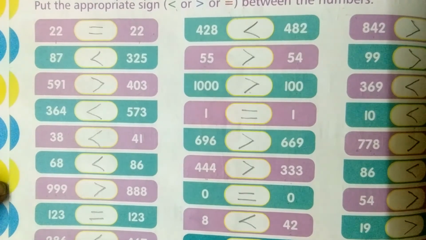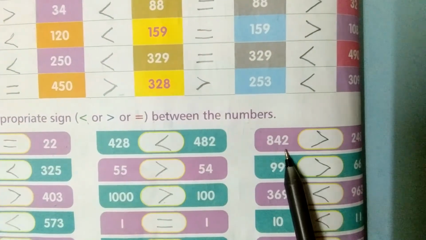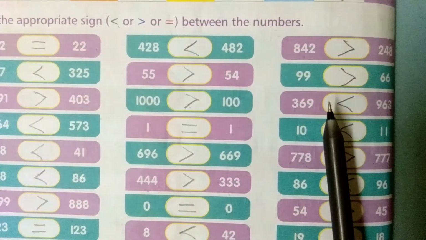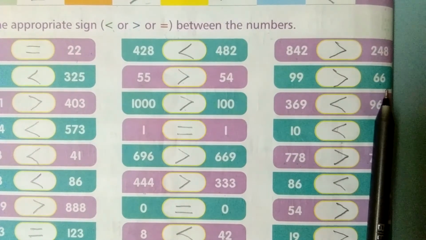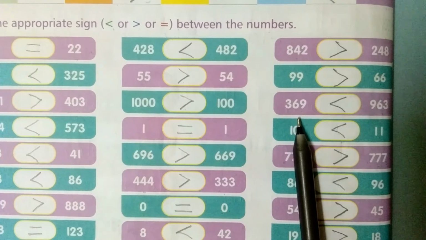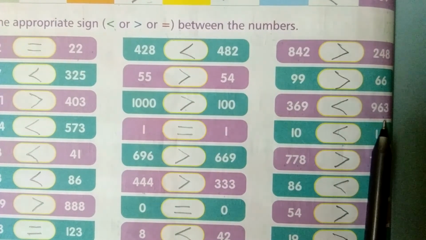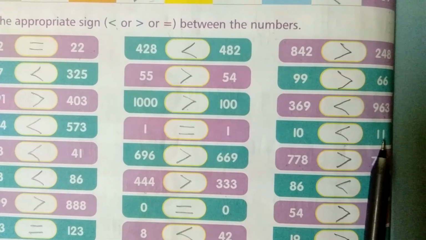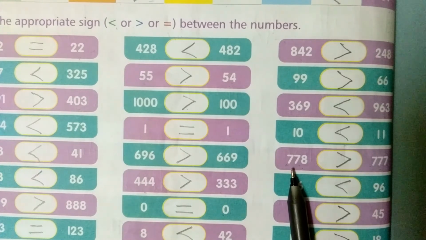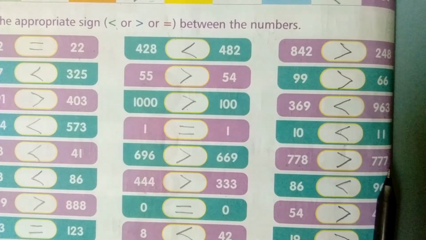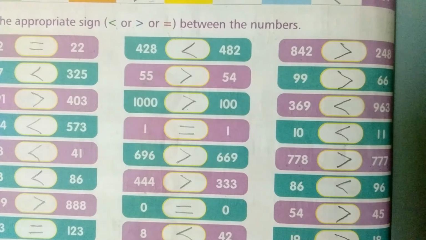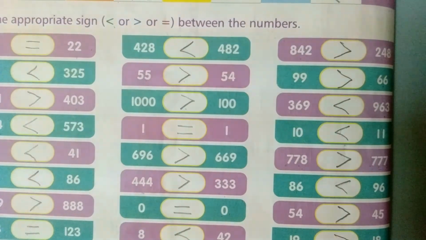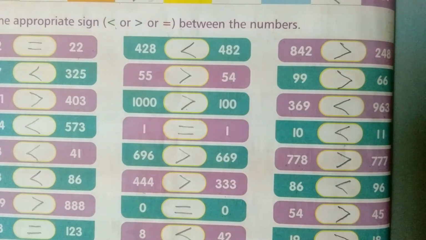500 is less than 510. 842 is greater than 248. 99 is greater than 66. 369 is less than 963. 10 is less than 11. 778 is greater than 777. 86 is less than 96.